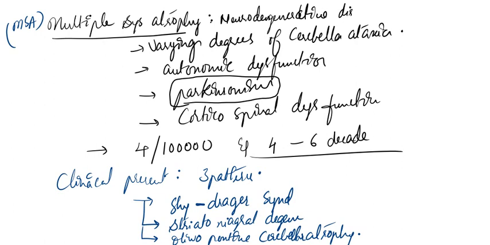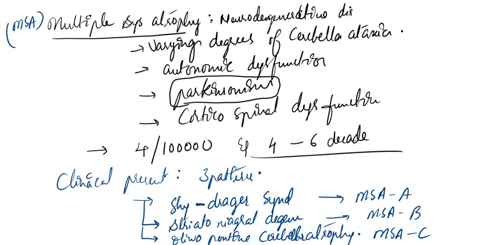Okay, so multiple system atrophy has three forms, three patterns. First one is Shy-Drager syndrome, second one is striatonigral degeneration, and third one is olivopontocerebellar atrophy. You can also call these conditions MSA-P type pattern, MSA-A type pattern, and olivopontocerebellar atrophy is MSA-C type pattern. So three patterns we will see.